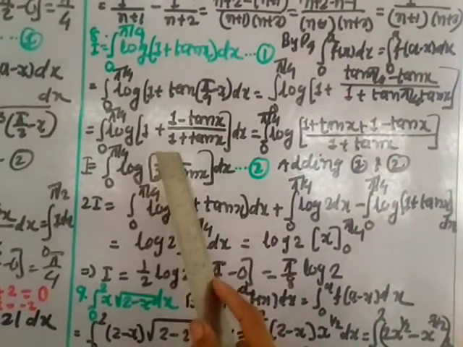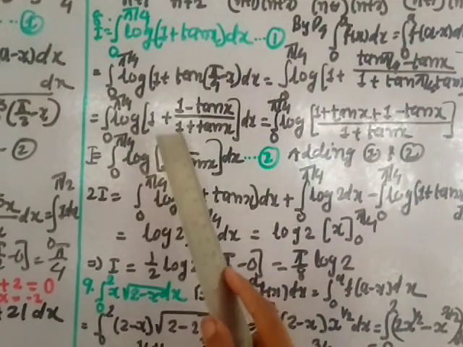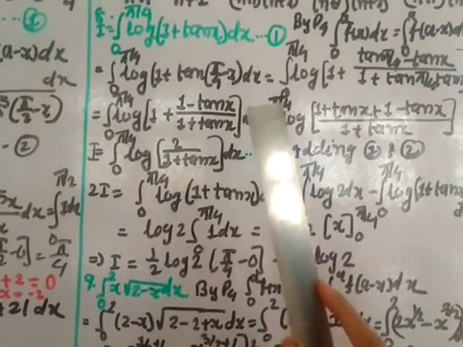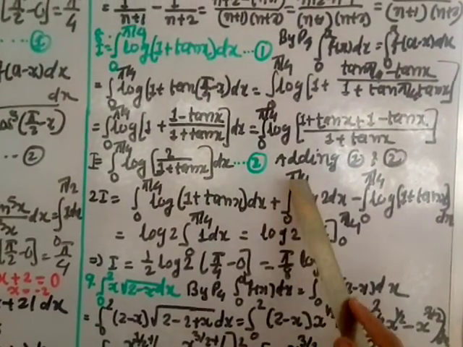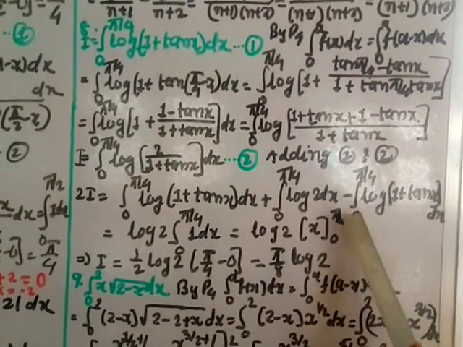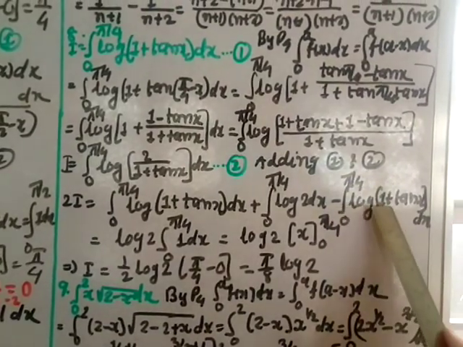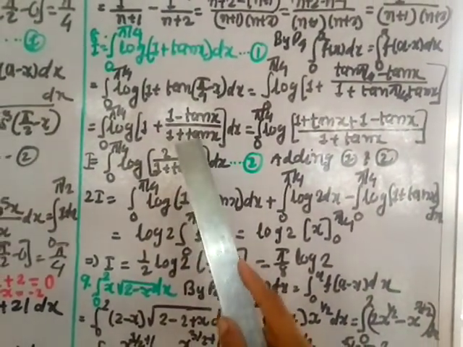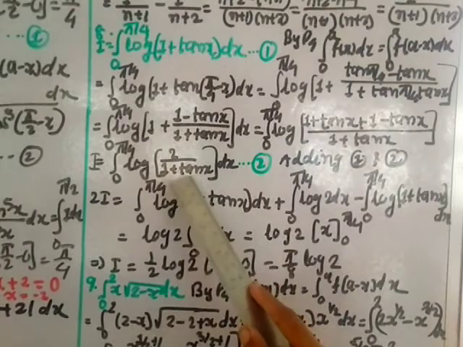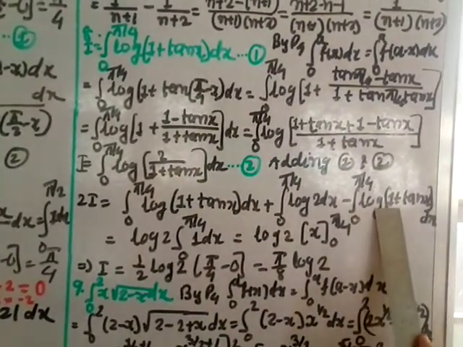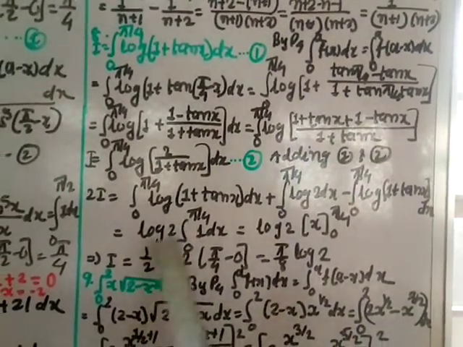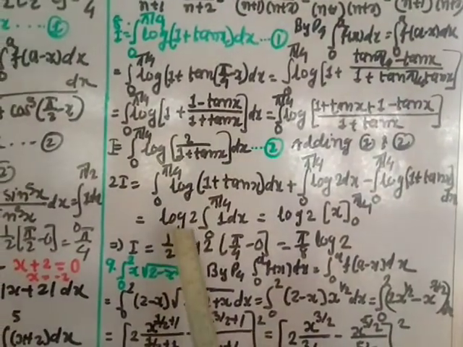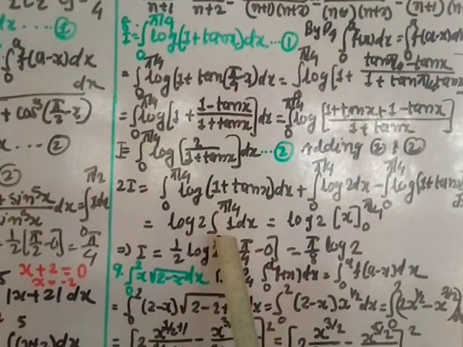See, this log of 2 divided by (1 plus tan x) can be written as log 2 minus log (1 plus tan x) using the log property. So integral 0 to pi by 4 log 2 dx minus integral 0 to pi by 4 log (1 plus tan x) dx. I am using the log property, log m by n. So this positive and this negative cancel, so only this one remains. Log 2 is a constant term, take it out of the integral 0 to pi by 4, 1 dx.